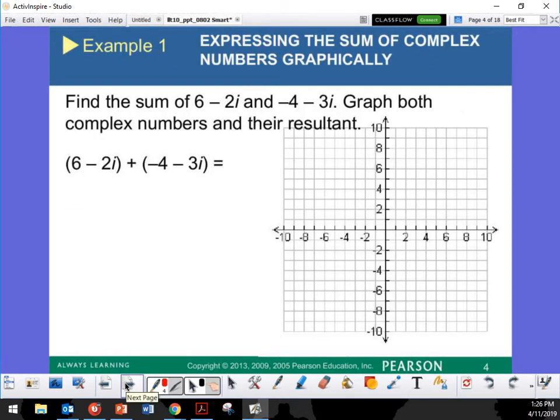Find the sum, then graph. Find the sum, then graph. All right, find the sum, then graph. So let's do what I just did. What do I get there? Positive 2. What do I get here? -5. All right, so what does that tell me? You're going in negative direction. 2 to the right and 5 down. 2, 3, 4, 5 right here. There we go.